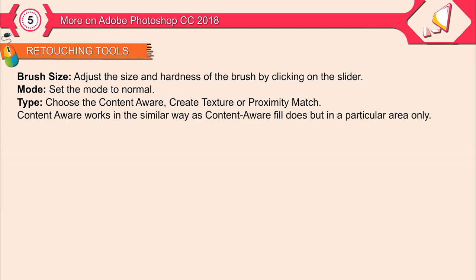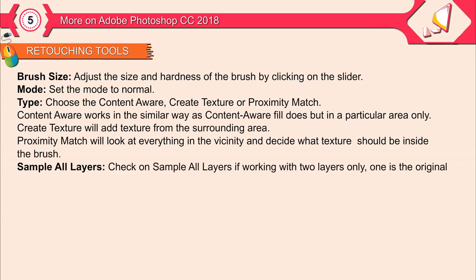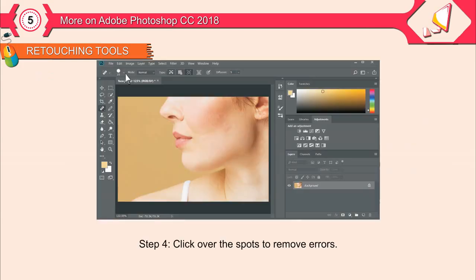Content aware works in a similar way as content aware fill does, but in a particular area only. Create texture will add texture from the surrounding area. Proximity match will look at everything in the vicinity and decide what texture should be inside the brush. Sample all layers. Check on Sample all layers if working with 2 layers only. One is the original image and the other is a new layer for editing. Click over the spots to remove errors.